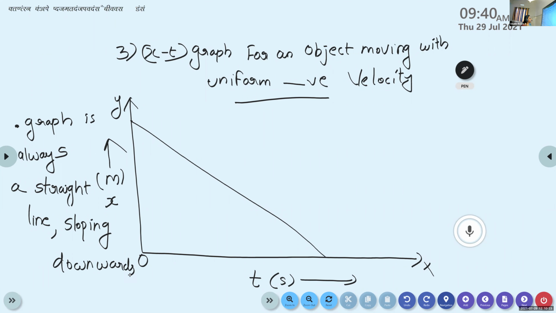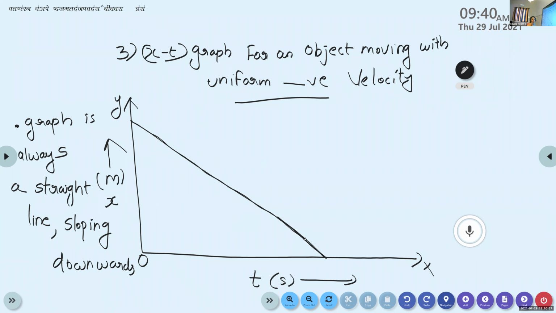So, position time graph for an object moving with uniform negative velocity. As the time increases, the velocity of the body seems to decrease from a maximum value, going to a zero value. So it is a slanting line, a straight line that is sloping downwards. This is the third case, position time graph for an object moving with a uniform negative velocity.